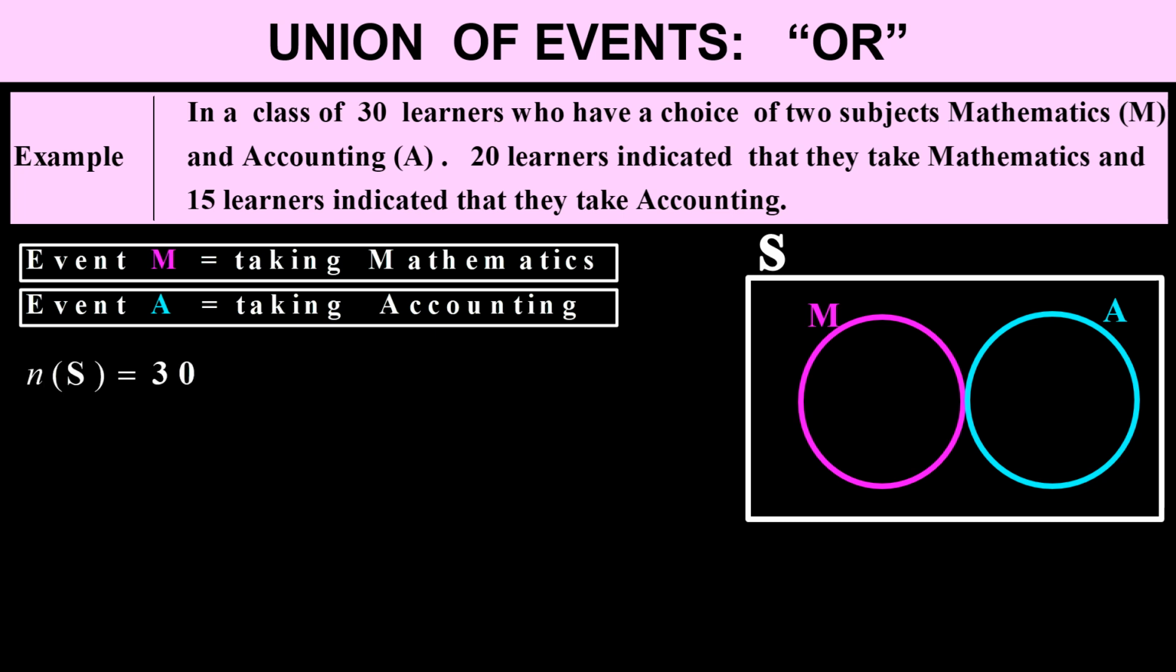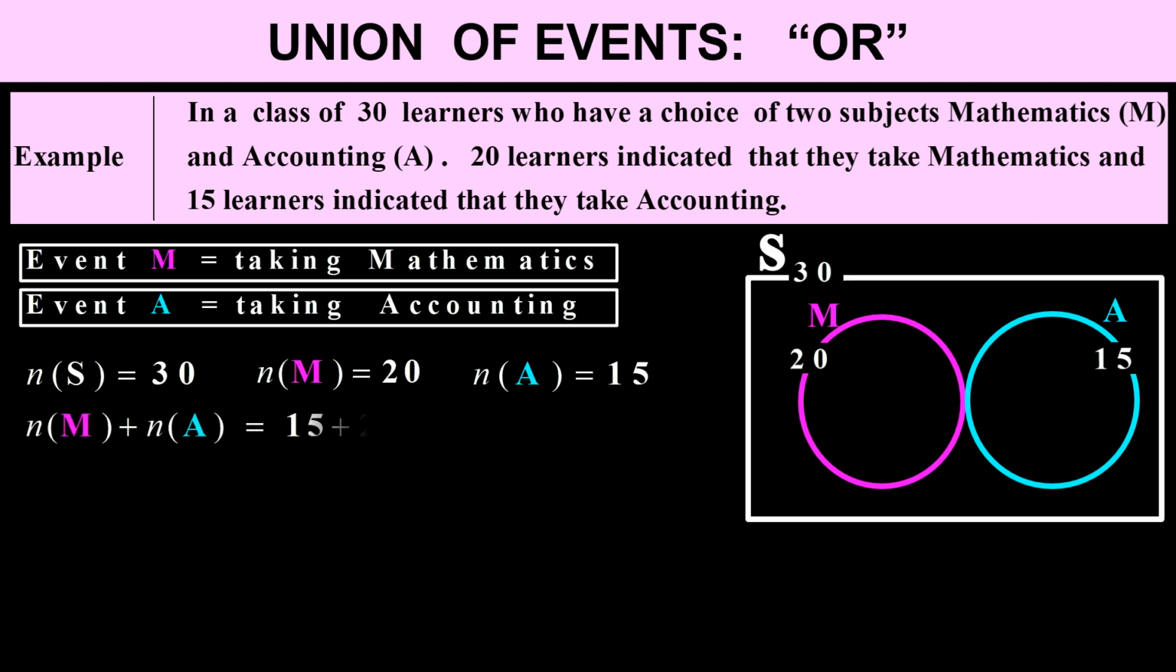Now there are 30 learners in the class, so that's where the 30 goes. That's the total number of learners in the class. The number of learners who take mathematics is 20, so that goes to the mathematics learners, and 15 take accounting, so let's place the 15 there. But what do we notice about the mathematics and accounting? If I find the sum, it gives us 35, which is a lot more than the class size of 30. So how do we explain this?